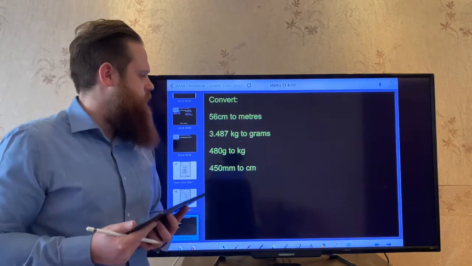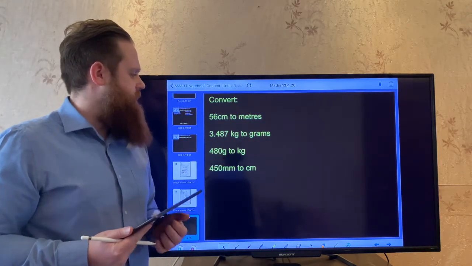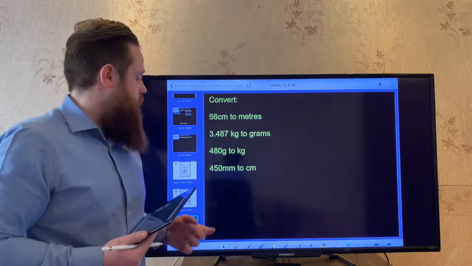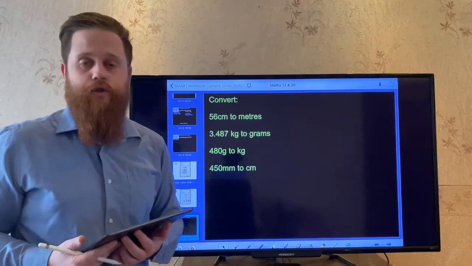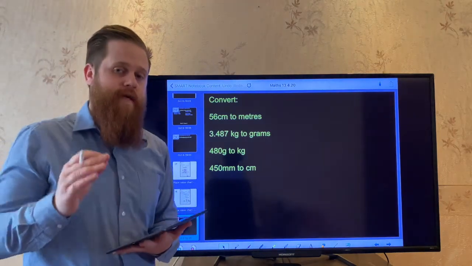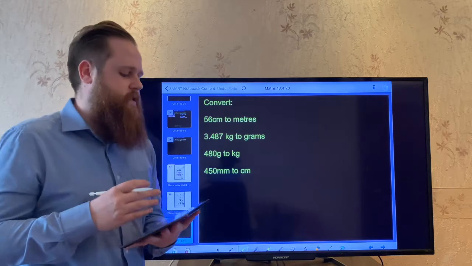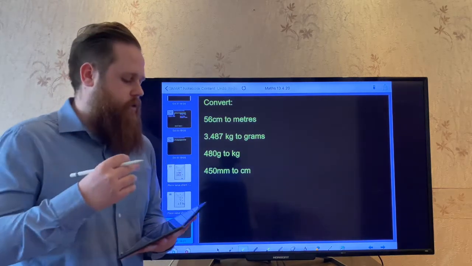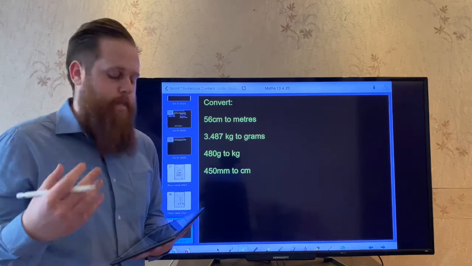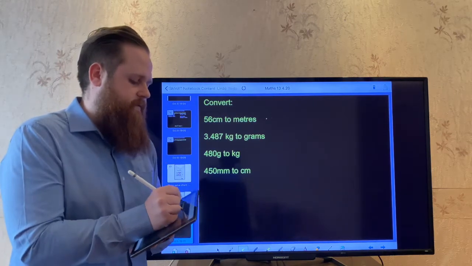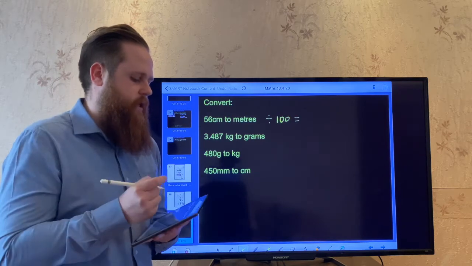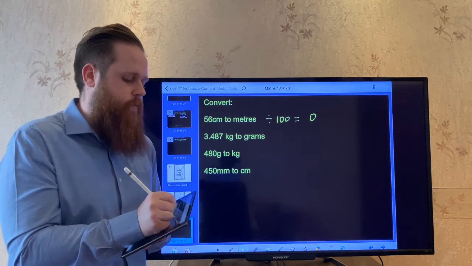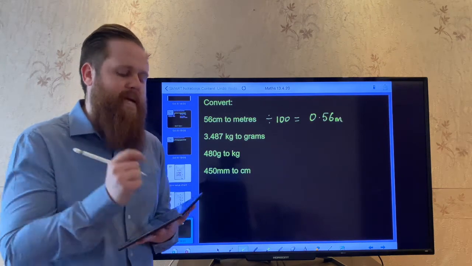56 centimetres to metres, 3.487 kilograms to grams, 480 grams to kilograms, and 450 millimetres to centimetres. Pause the video if you need to. Pause. Right, so 56 centimetres to metres. Now I'm going to have to divide that by 100 because there is 100 centimetres in a metre. So 56 divided by 100 is going to equal, again, move that place value across, 0.56 metres.